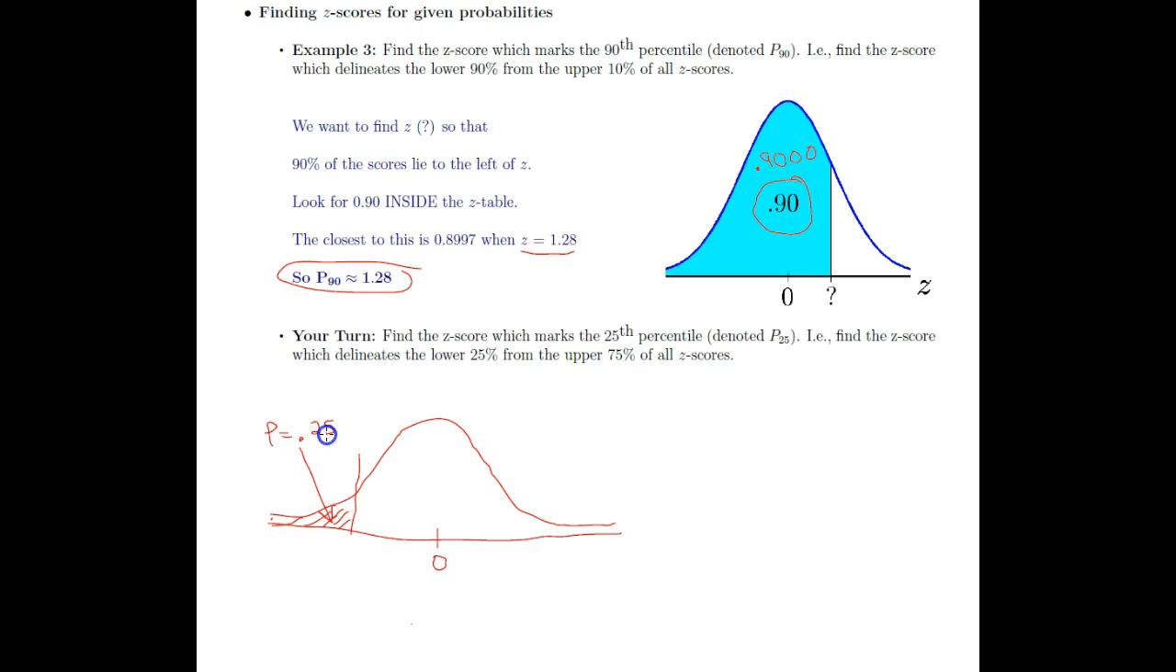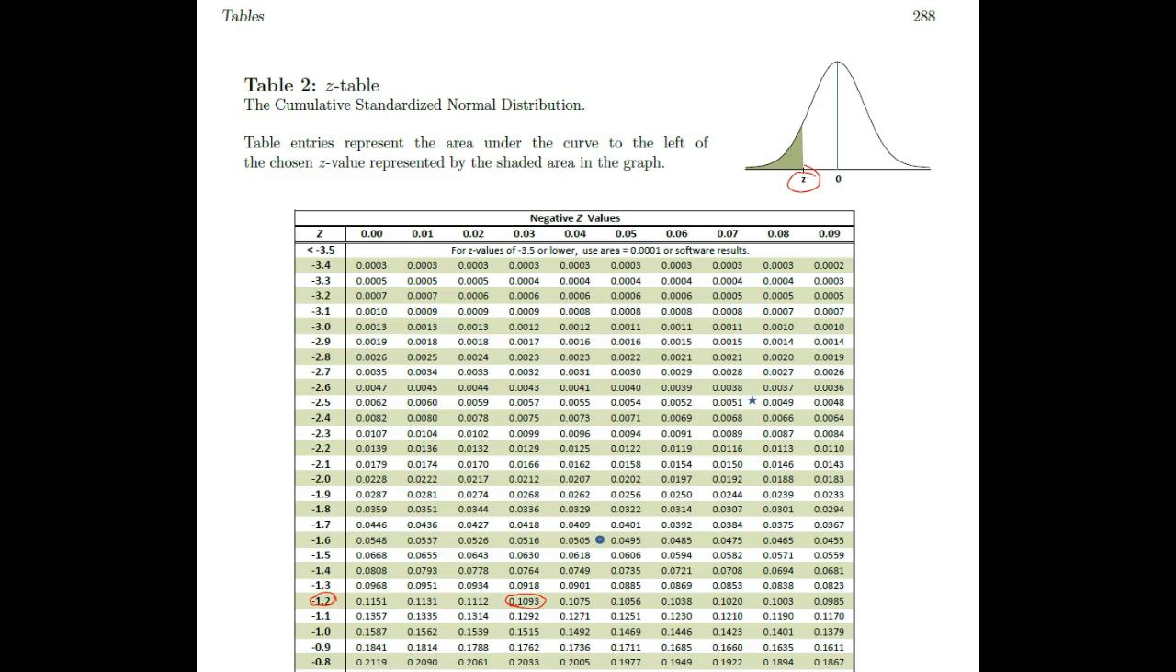And like I said, I like to write these with 4 decimal places. 0.2500. And what I'm looking for is this z-score right here. So I got to go fishing through my table. I'm going to go to my negative z-score table because I know since my z-score is to the left of 0, it's going to be negative. So I'm going to go to page 288. I'm going to go fishing for that 0.2500 number.